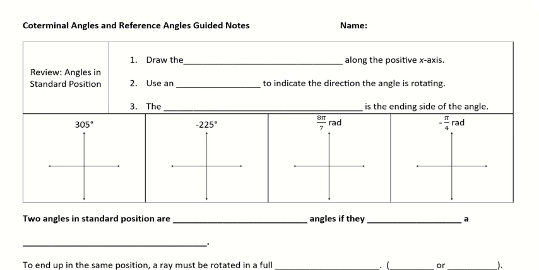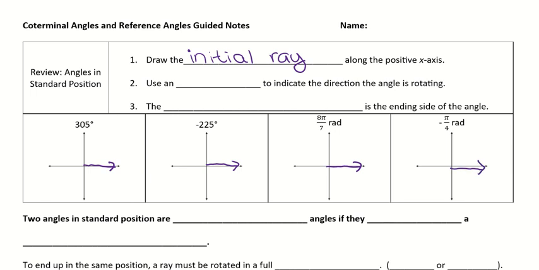Today we're going to talk about coterminal angles and reference angles. Before we start, let's remember how to draw angles in standard position. Remember, you always start by drawing the initial ray along the positive x-axis. You can even start doing that for all four of these examples now. We always start going along the positive x-axis.